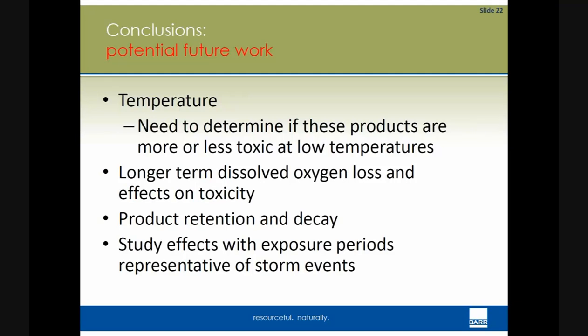So there have been a lot of studies on this for summertime when bridge deck runoff goes into water bodies. And you may have only a 6-hour or 10-hour exposure period. We don't know how these chemicals may behave with a very short exposure period. So that's the end of the presentation. Any questions?